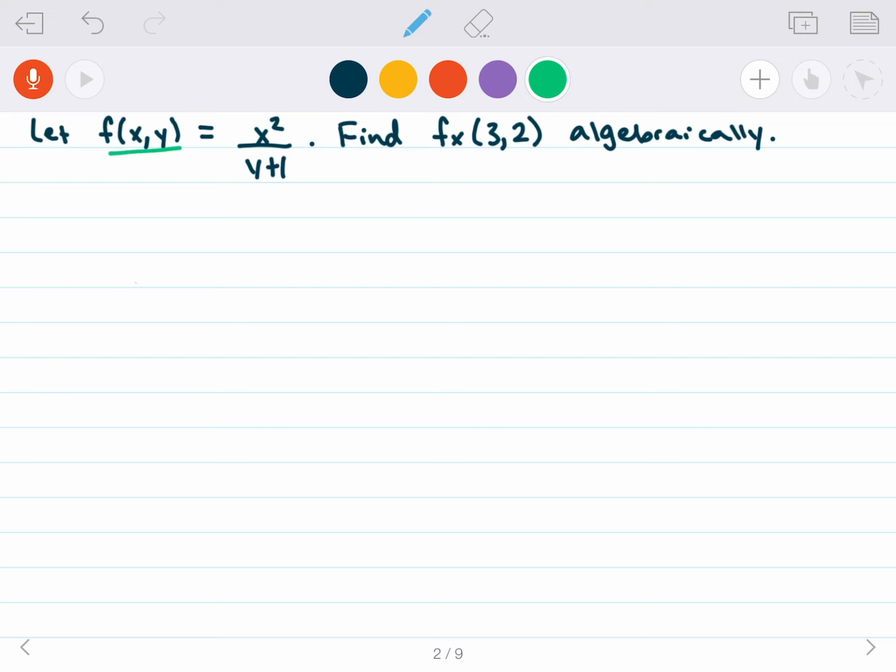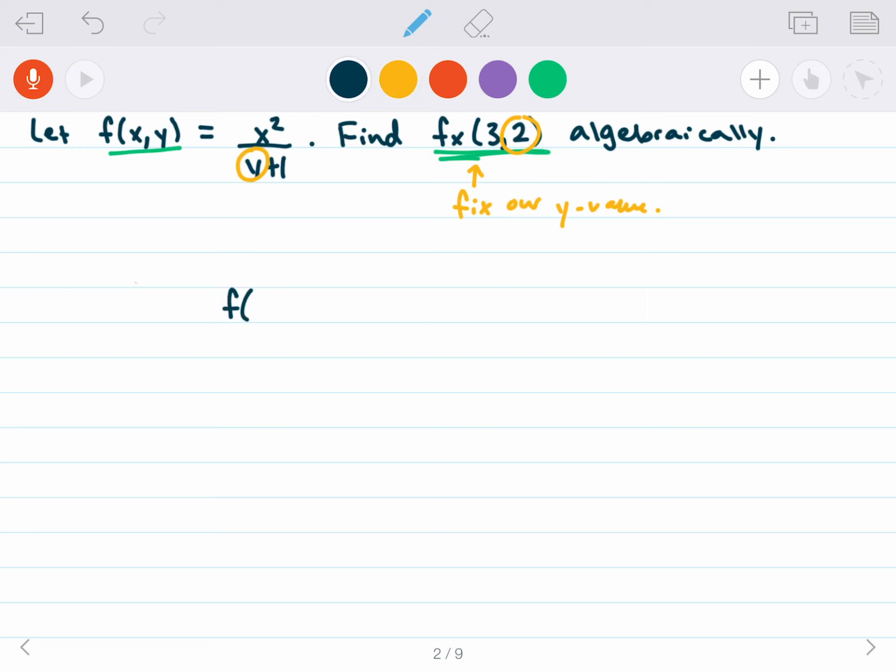We have a function of two variables, two inputs. We have x squared over y plus 1, and what we're trying to do is find the partial derivative in the x direction at x equals 3, y equals 2. The key thing to remember is that we are going to fix our y value when we're looking in the x direction. So what that means is we're just plugging in our y value here. That's what it means to be fixed. We have that constant y value 2. We're going to plug it into our function.